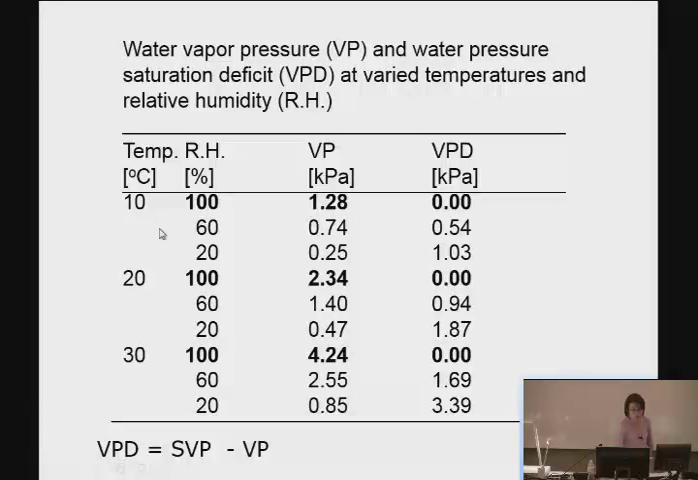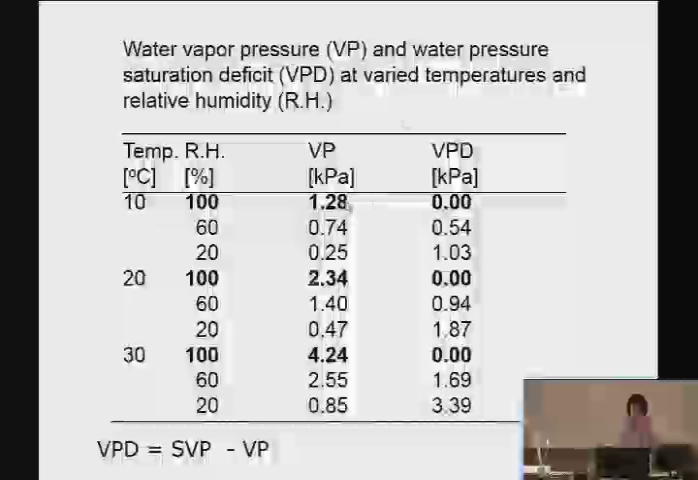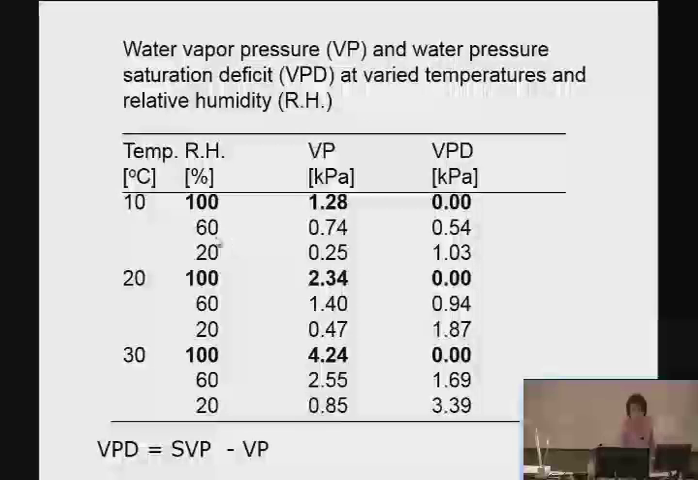Okay, all right. So this is a table format to understand vapor pressure and vapor pressure deficit. This is 10 degrees C, and this is high humidity, 100%. So this is a saturation condition, right? 100% is saturation, and this is the saturation vapor pressure, 1.28 kilopascal. And 60% air means 60% of 1.28 kilopascal, so 1.28 times 0.6 equals 0.74. So that's the vapor pressure at 60% humidity at 10 degrees C.